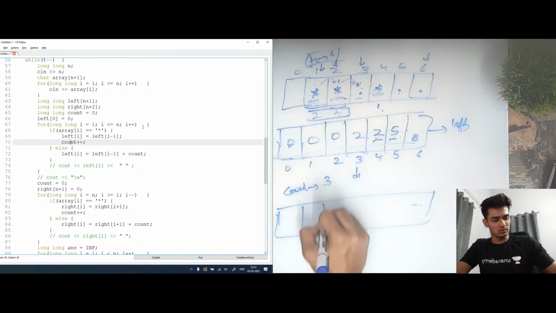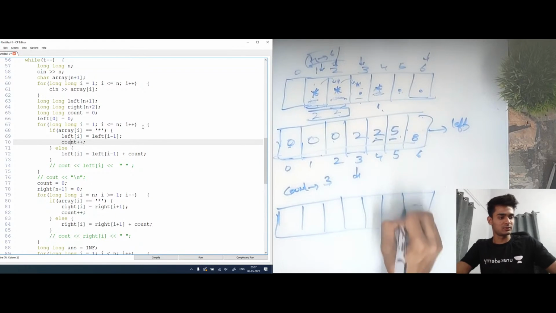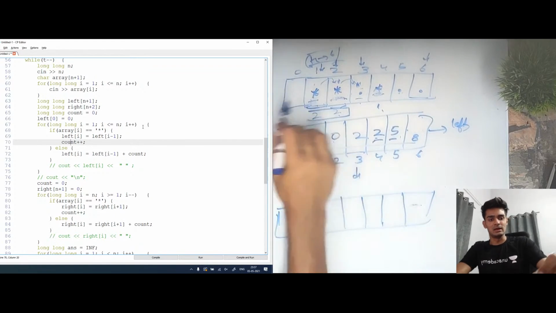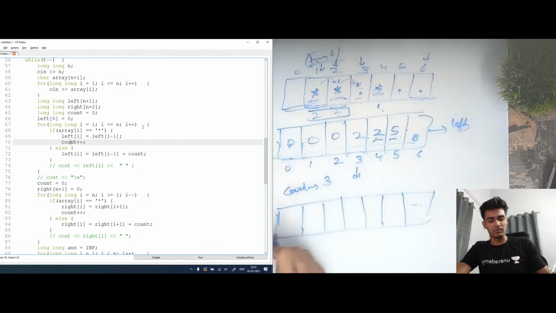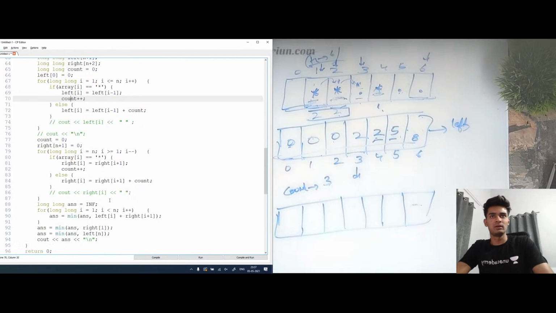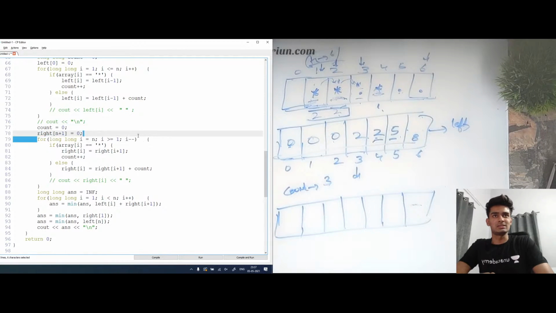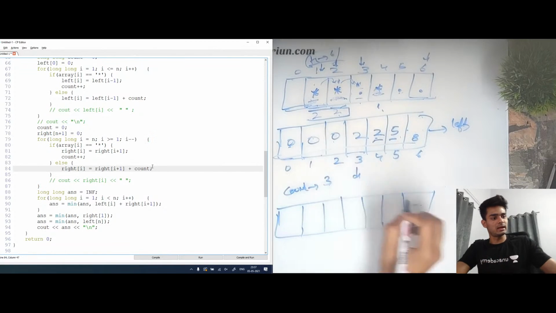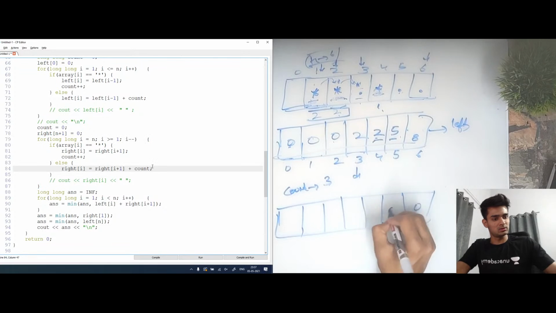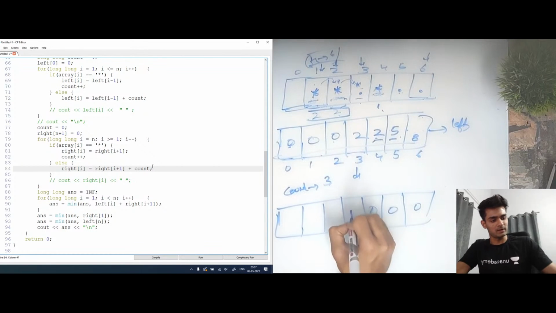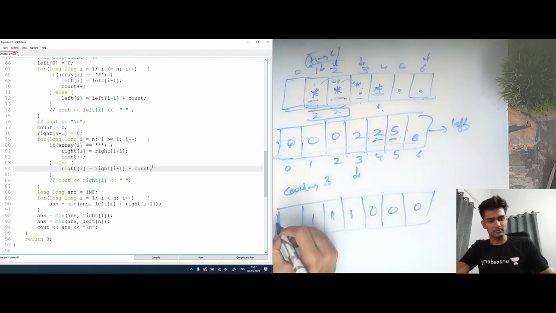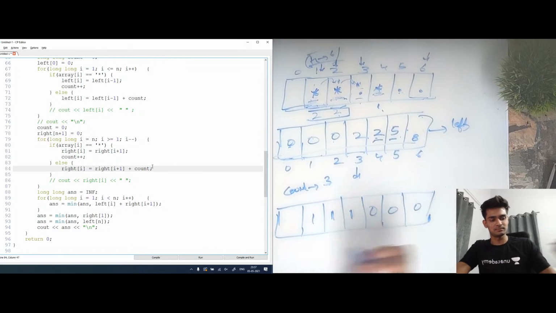I will not show how I'm calculating the values for the right array, because you can just reverse this array and populate the right array, or you can just have a reverse for loop, which is what I did. So the values here will be 0, 0, 0, 1, 1, 1. Okay, this is what this array will hold.